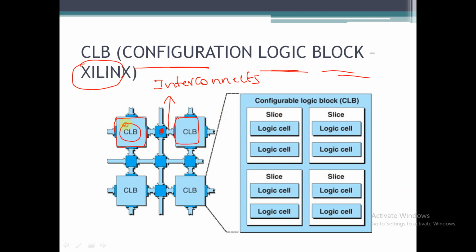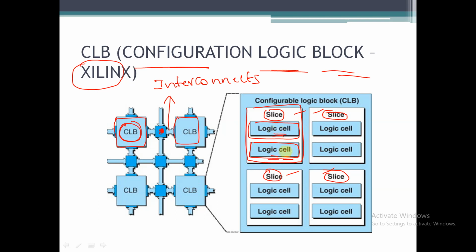First we will focus on this configurable logic block. It is divided into four parts for Xilinx devices. This is 1, 2, 3, 4. Each block is called a slice, and each slice is again divided into two parts called logic cells. So each configurable logic block is divided into four slices, and each slice is further divided into two logic cells.